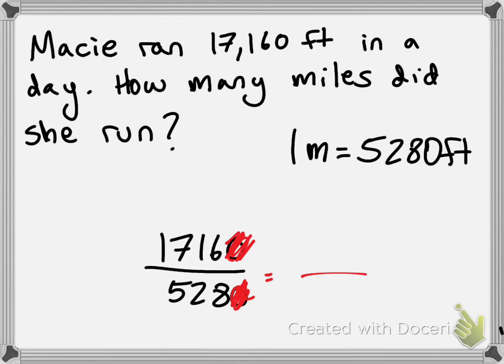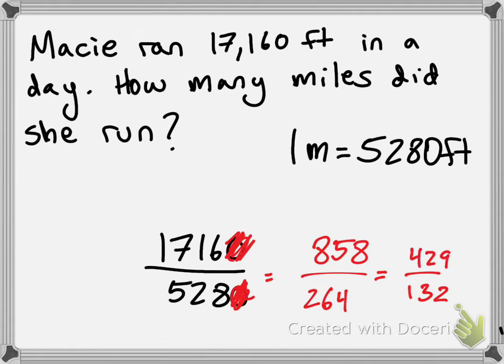I divide 1,716 by 2, and I'm going to get 858. I divide 528 by 2, and I get 264. They're still both even numbers, so I'm going to divide it by 2 again. I get 132, and I get 429. So I find out right there that is probably the most simplified that I can get it at this point in my mind.